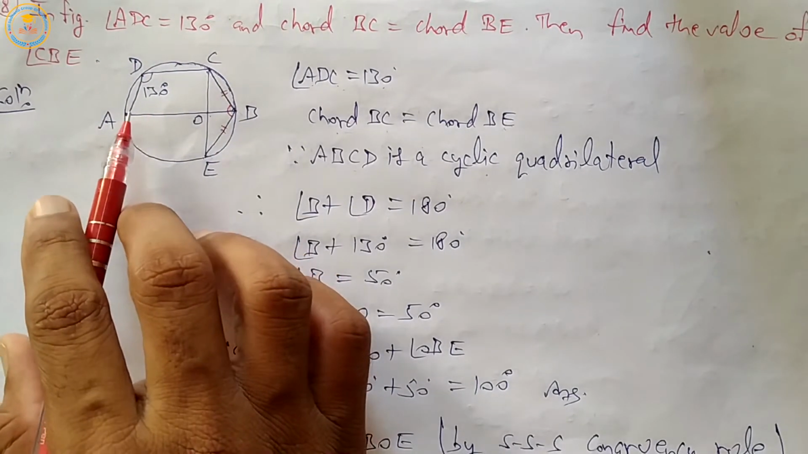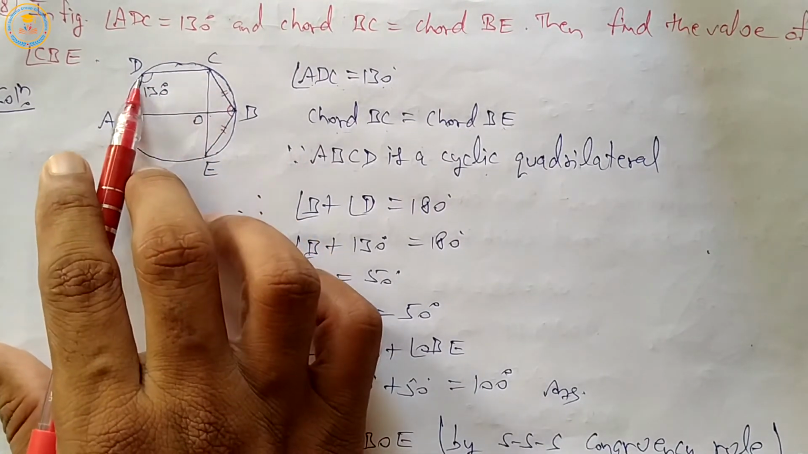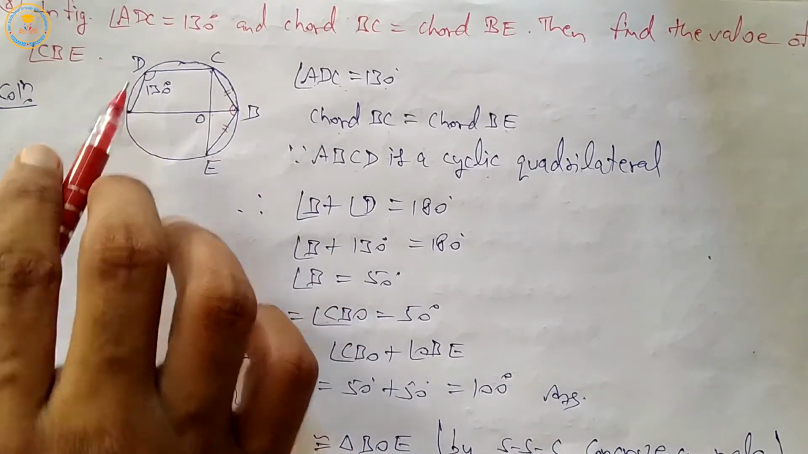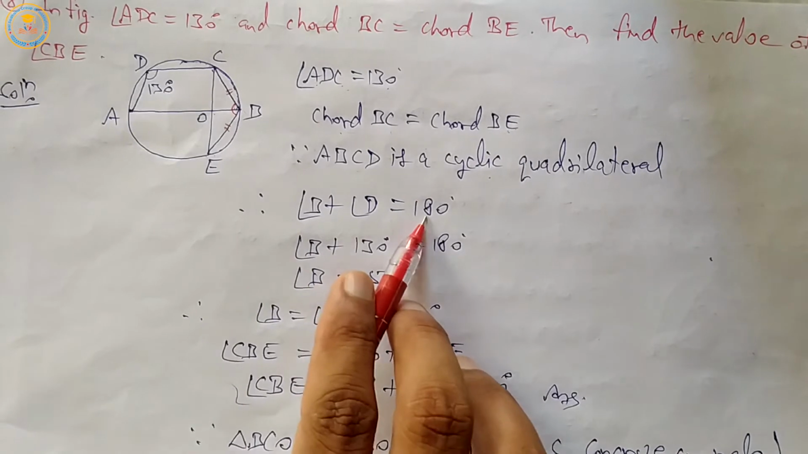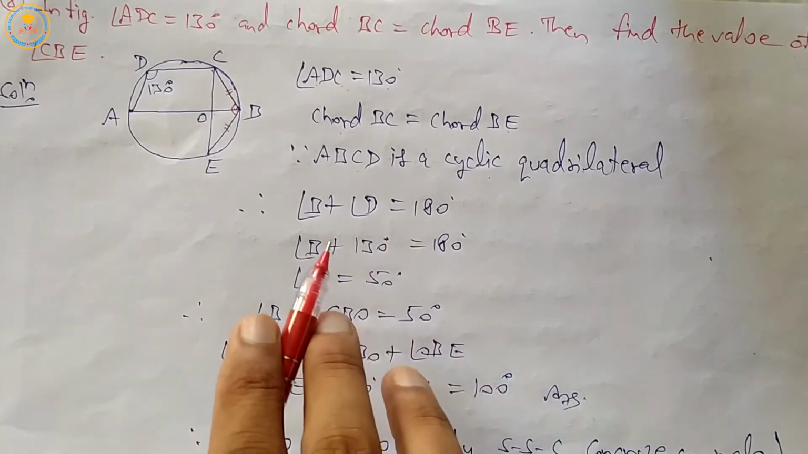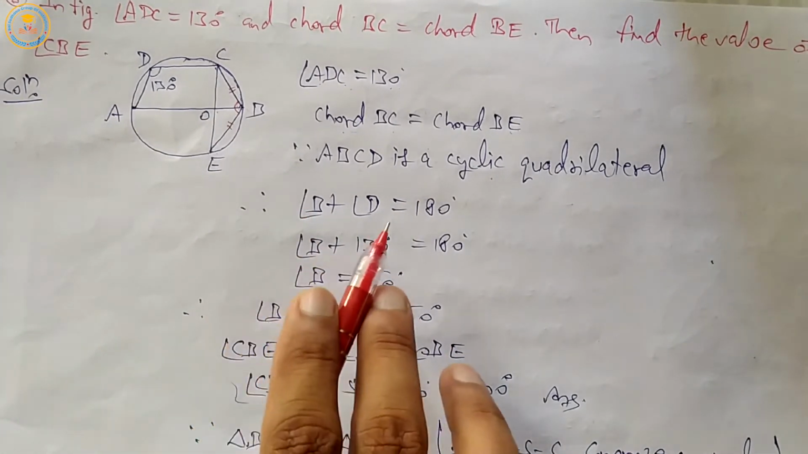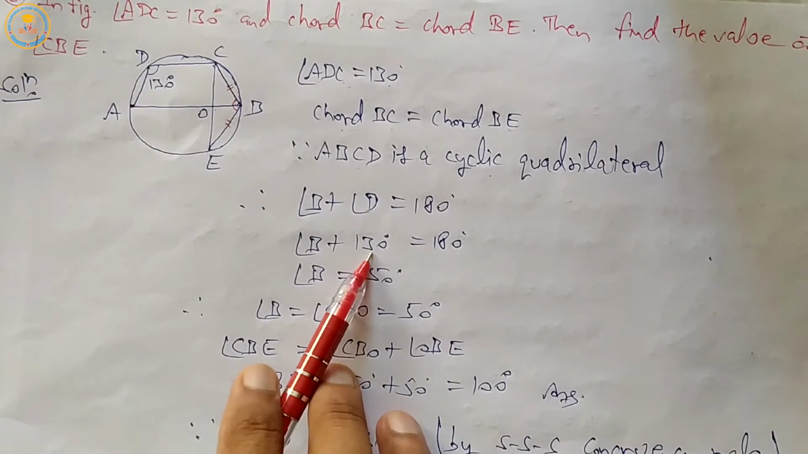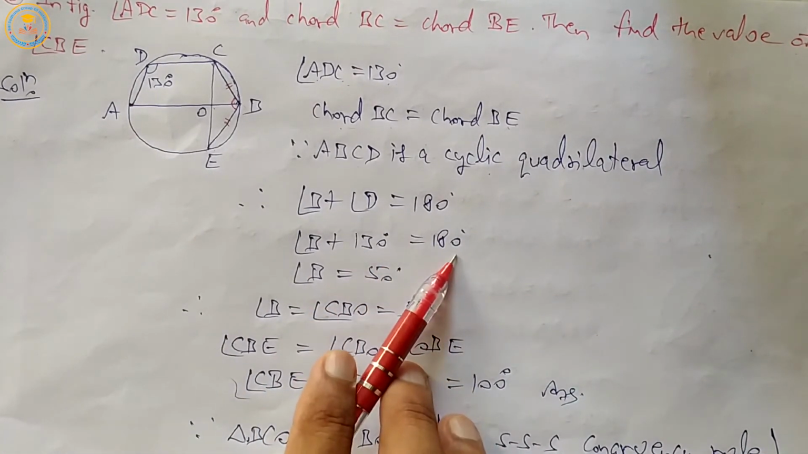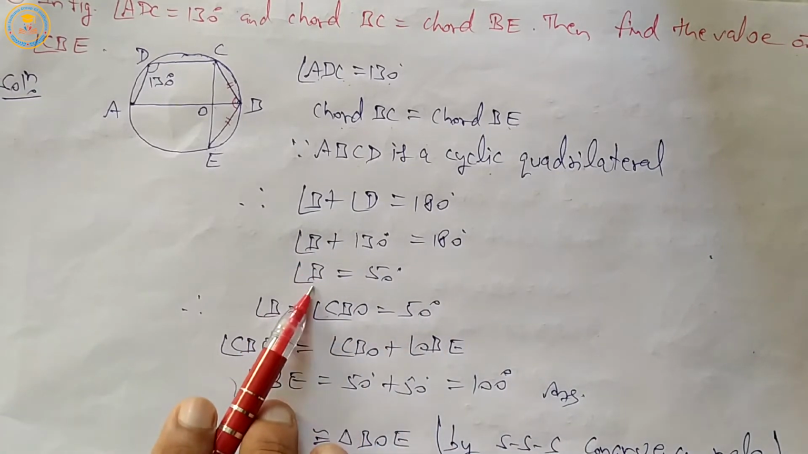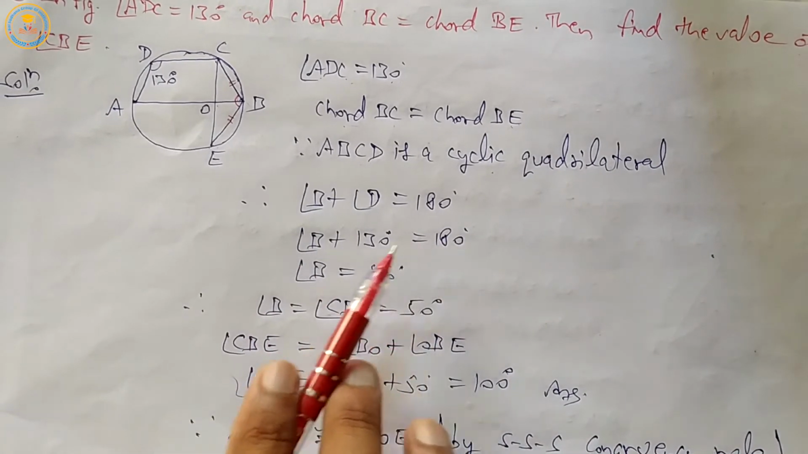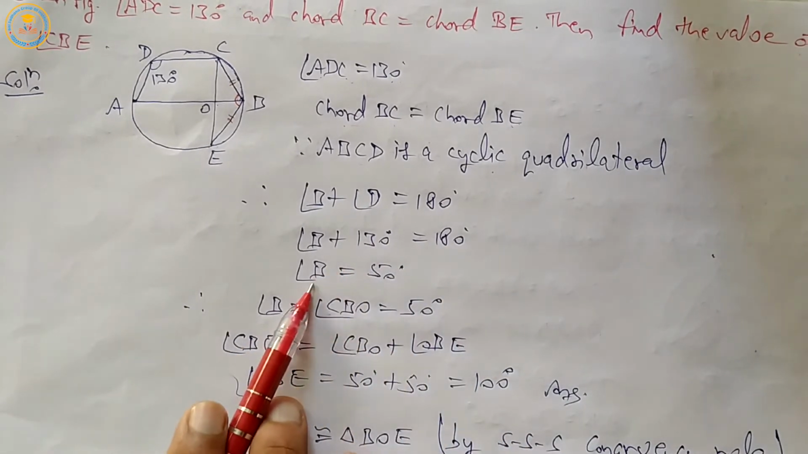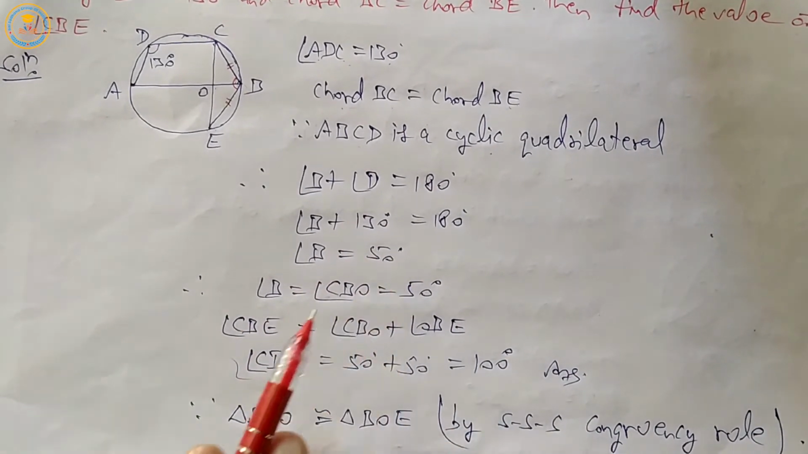Opposite angles: A and C are opposite, D and B are opposite. Therefore, angle B plus angle D equals 180 degrees. Now, angle B is to be calculated. Angle D is given as 130 degrees. So 130 degrees, equals 180 degrees. Angle B equals 180, transferring 130 to the other side, 180 minus 130. Angle B equals 50 degrees.